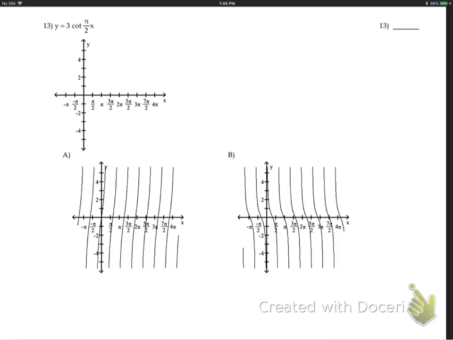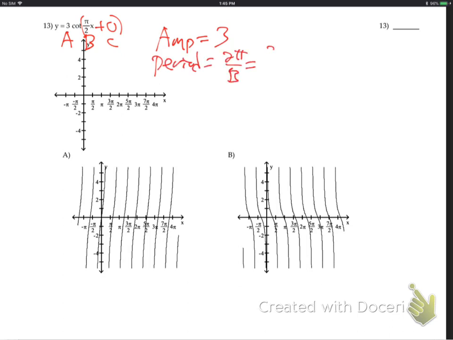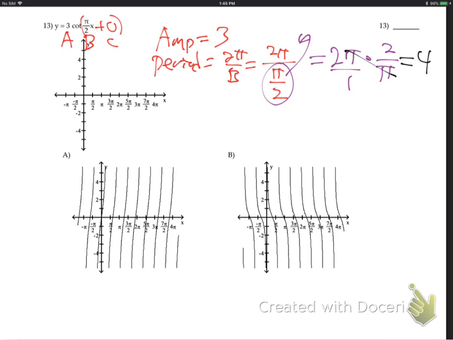All right, so let's identify the A, B, and C. The A is 3, the B is pi over 2, the C, again, is 0. So the amplitude is 3. The period is 2 pi over B. B is pi over 2. How do you handle 2 pi over pi over 2? Give it a flip. It becomes 2 pi times 2 over pi. Division is upside down multiplying, flip it up. Then these pi's cancel. 2 times 2 is 4. So the period is 4.